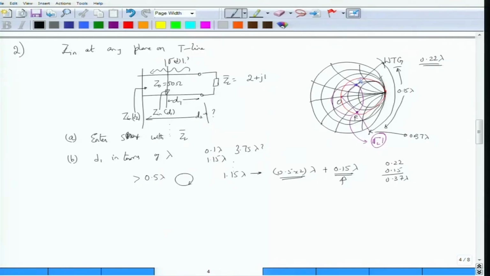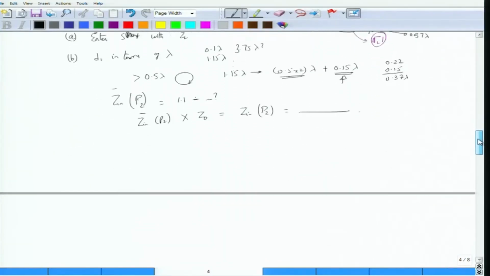Okay, so I am just writing this as point P2, and I would invite you to write down what is point P2. So something around 1.1 minus something times... To unnormalize, the input impedance at P2 is normalized, therefore it needs to be multiplied by Z0 to obtain the unnormalized input impedance. You find this out, I will leave this as an exercise to you.